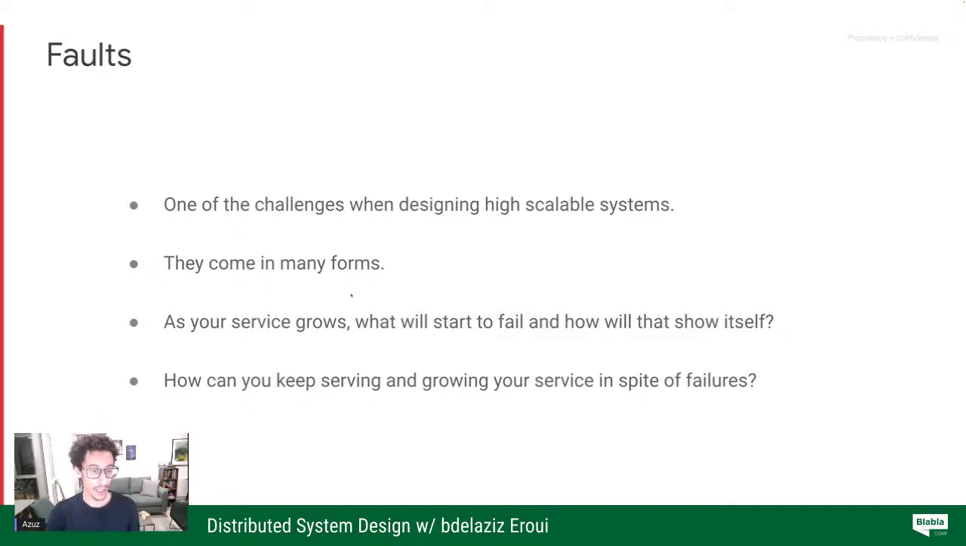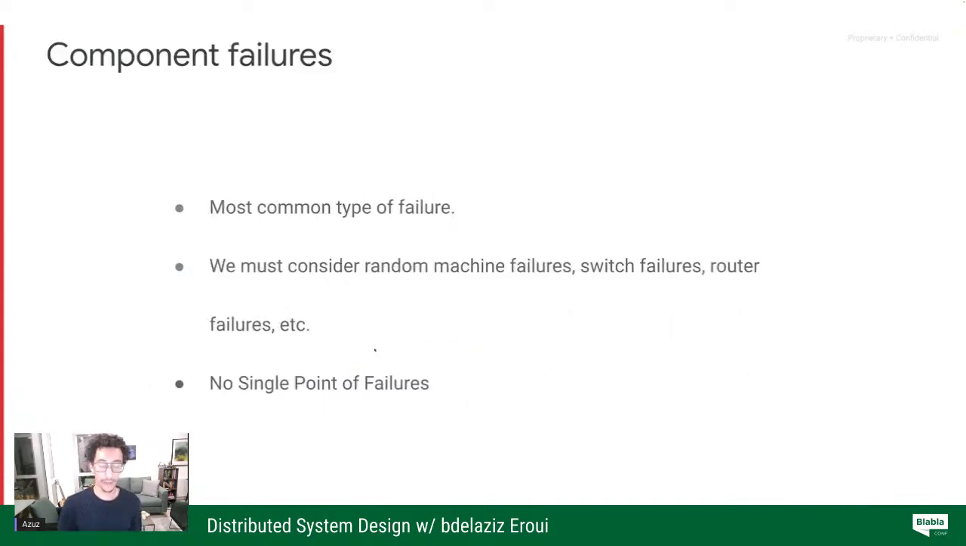And the bigger your service gets, the more it starts to fail in weird ways. A lot of failures start to appear that were not visible at first. The idea is how we can keep growing, meaning how our application can grow and we can add new functionalities and new features to the service, even though we have failures, and how to reduce or handle these failures in a smart way. The first kind of failure that is very common is component failures.